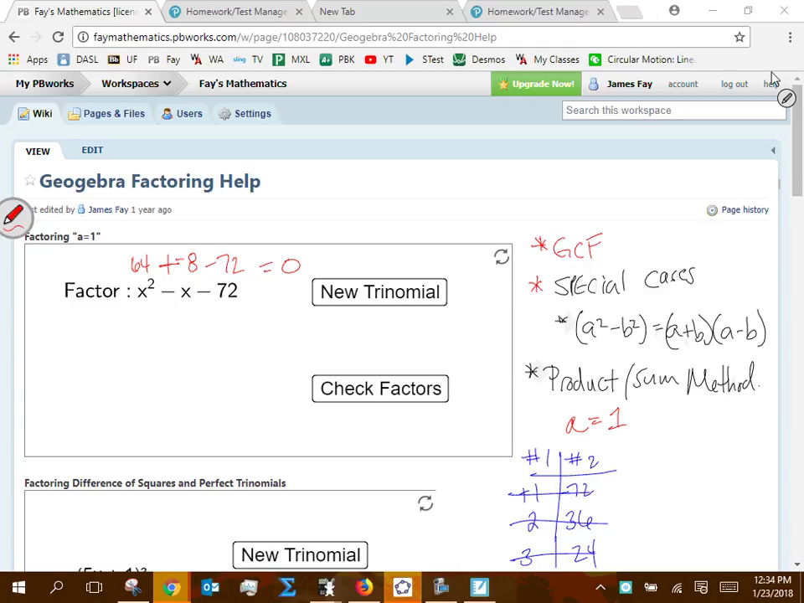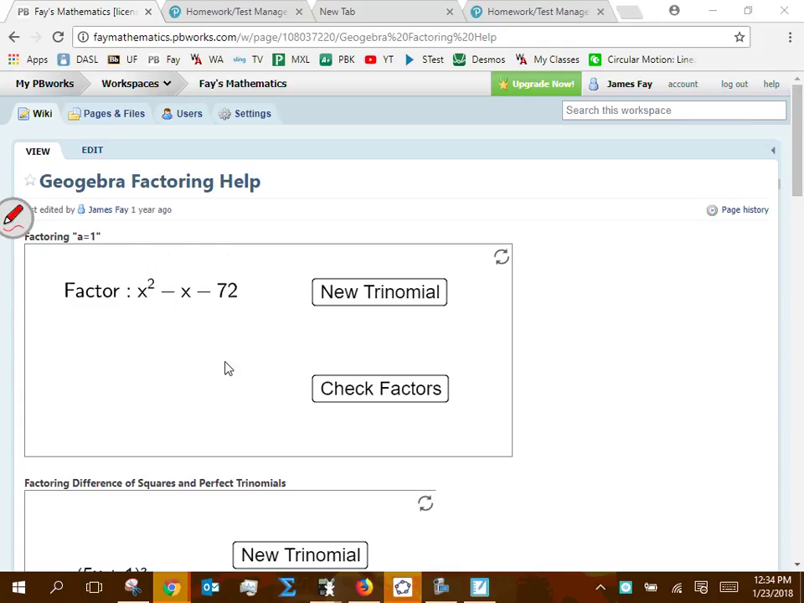All right, so that's what we're doing algebraically. So if you're working at home, if I'm on this one and I work through it and I hit check factors, it gives me the x plus 8 and the x minus 9, right? I can go through another trinomial. I can try that one. What are the two factors that I'm going to use here that multiply together to give me 16 and add to 16?